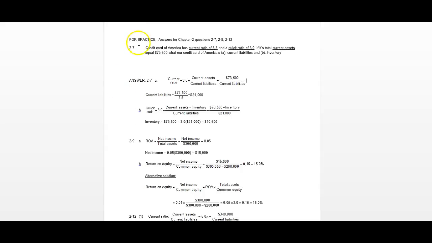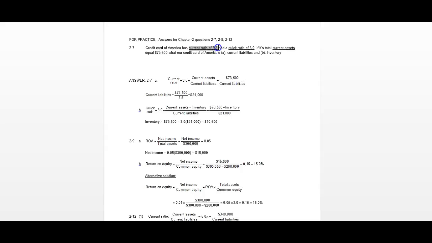So the 2.7 question is that the Credit Card of America has a current ratio of 3.5, a quick ratio of 3.0, and if its total current assets are equal to 73,500, then the question is how much is their current liability and how much is their inventory. So the way you want to approach problems is to lay out what we do know and what we don't know. I've underlined these words to get you started.